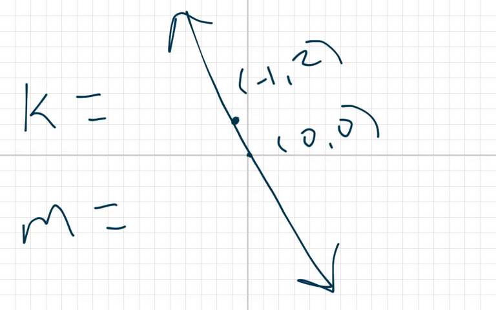When you have a line, you can use your 2 points to figure out your equation, which will then give you both your slope and your constant of variation.